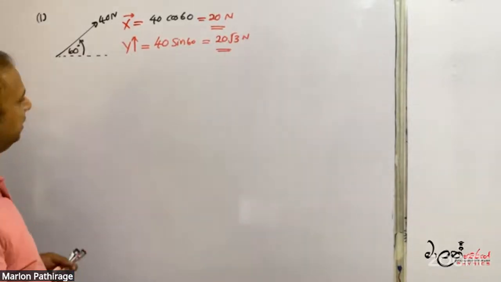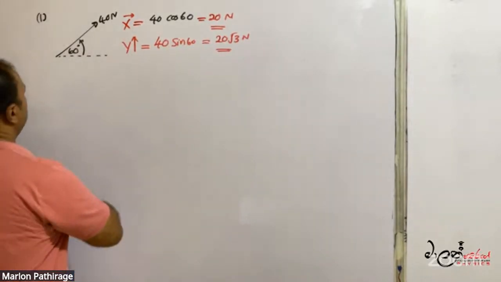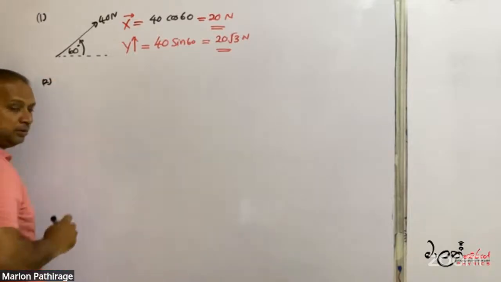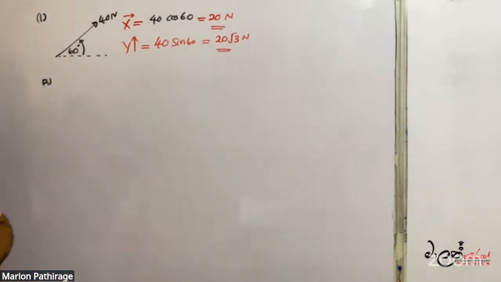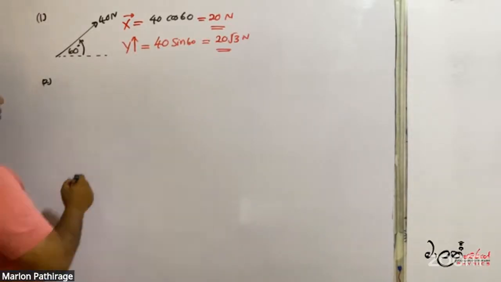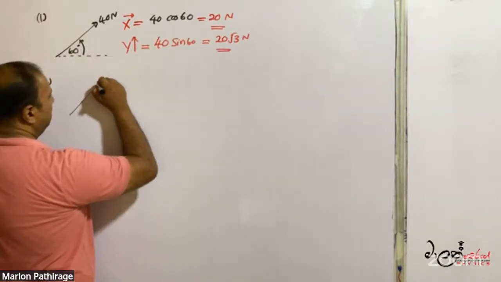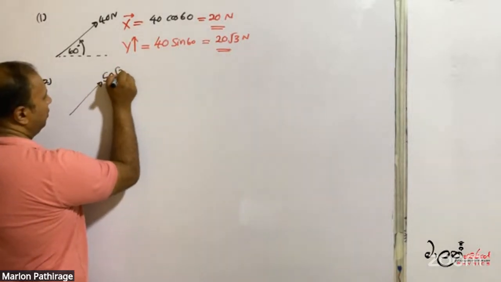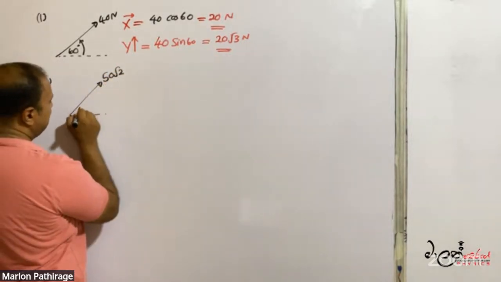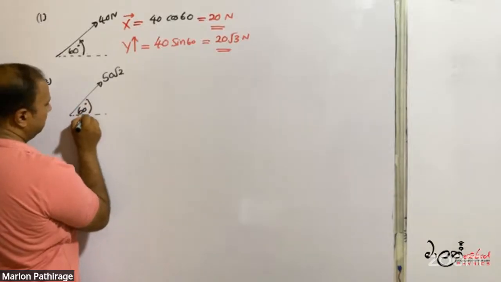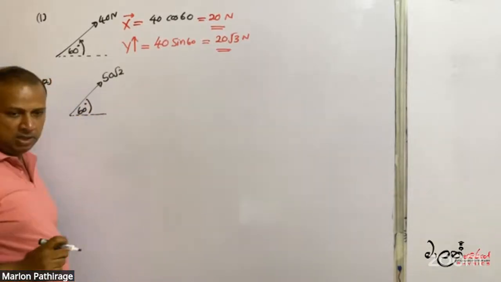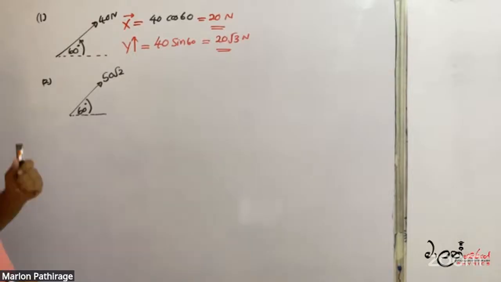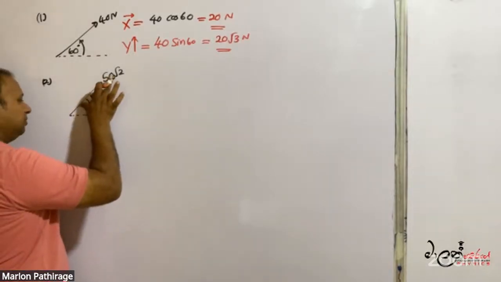Very good. Second one. 50√2. This angle is 60. Sorry, no, this angle is 30.